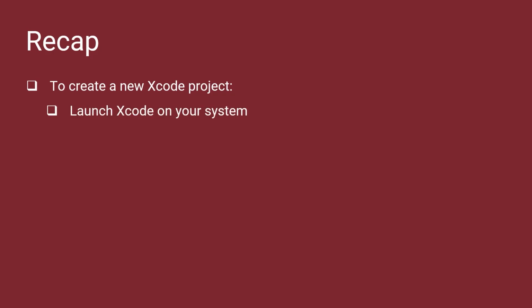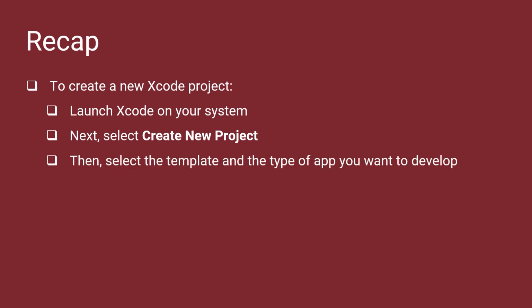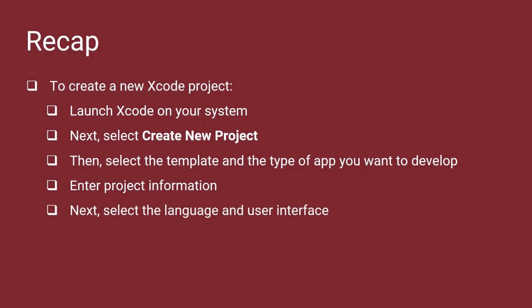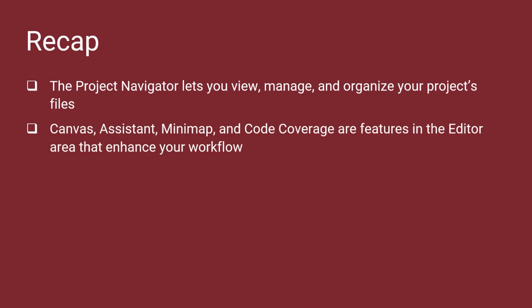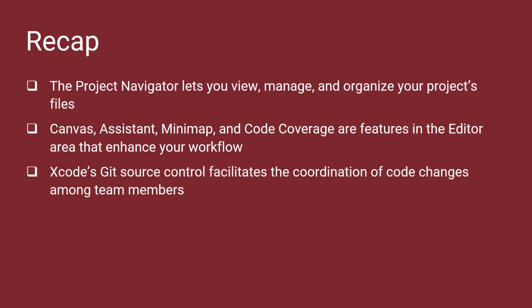In this video, you learned that to create a new Xcode project, launch Xcode on your system. Next, select Create New Project. Then, select the template and the type of app you want to develop. Enter project information. Next, select the language and user interface. And finally, select the location to save your project. The Project Navigator lets you view, manage, and organize your project's files. Canvas, Assistant, Minimap, and Code Coverage are features in the editor area that enhance your workflow. Xcode's Git source control facilitates the coordination of code changes among team members.